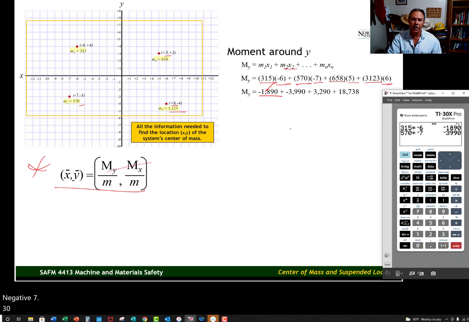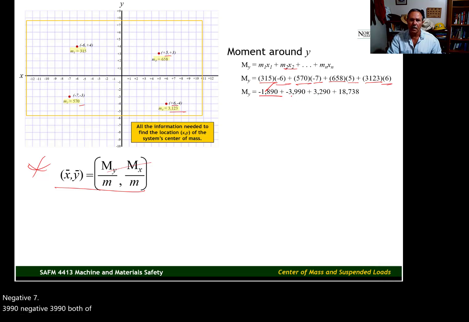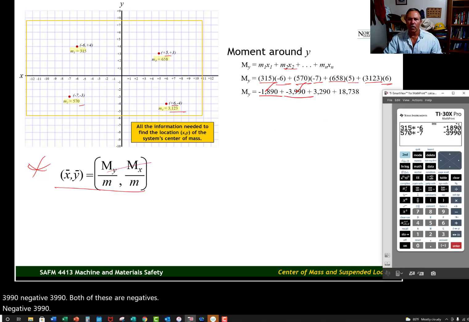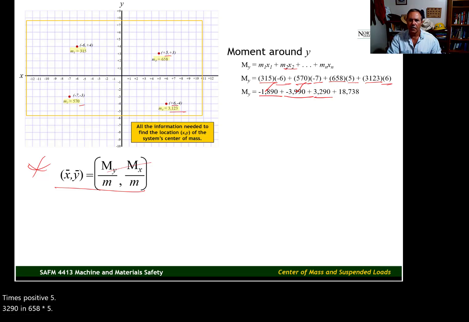3990, -3990. Both of these are negatives. Now for component 3, we want to multiply 658 times +5, 3290. Again, 658 multiplied by 5, 3290.